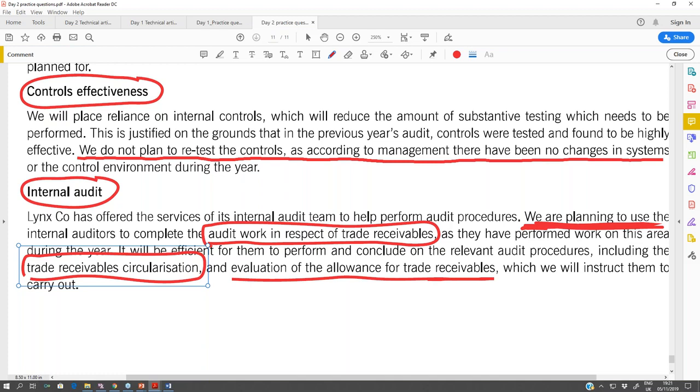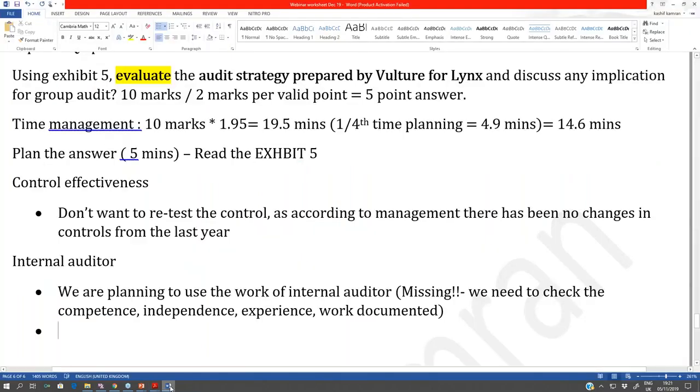So there are a lot of problems here, right? Firstly, I have not tested the internal auditor for his independence, competence, and experience, and without that, I am giving him the entire workload of receivables. So can I give important areas of my work to the internal auditor? The answer is no. But have I given important work to this internal auditor on receivables?